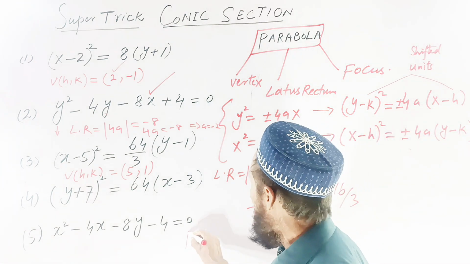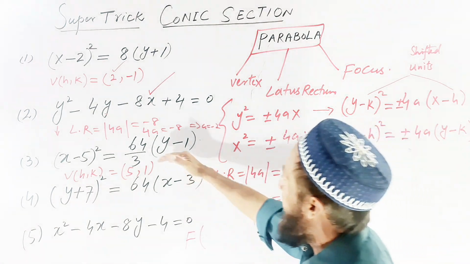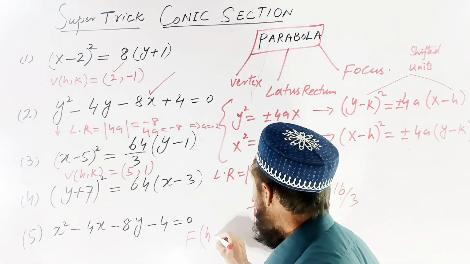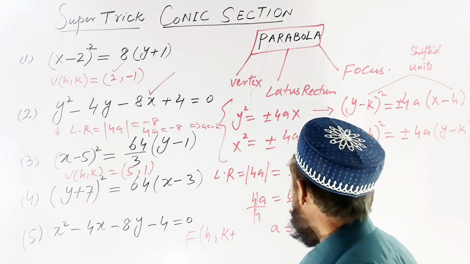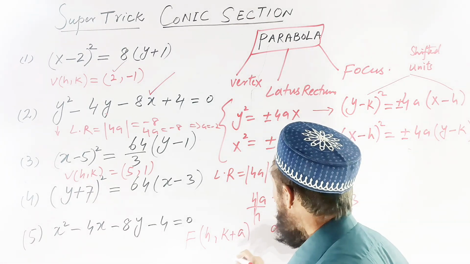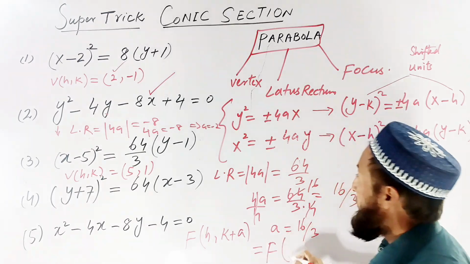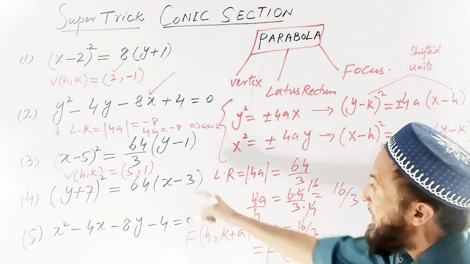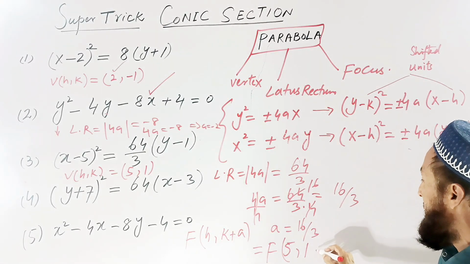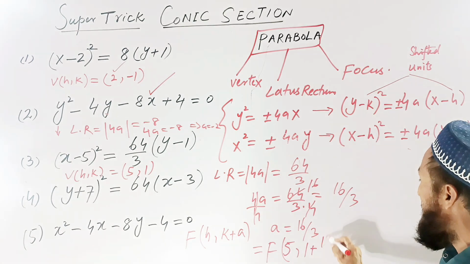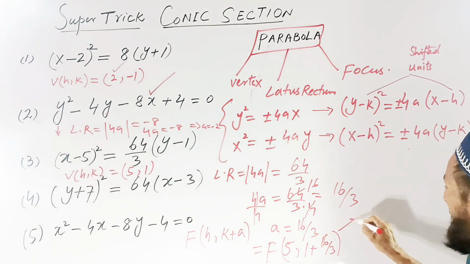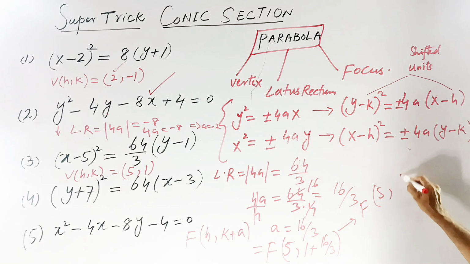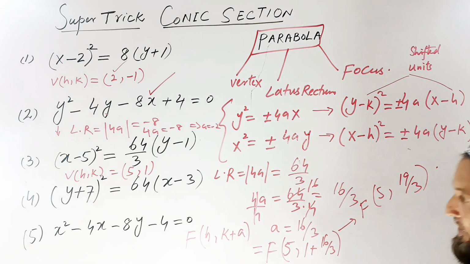So the focus is required. The parabola is along the y-axis, so we change the value of k by adding the value of a. We substitute h is equal to 5, and k is already 1, plus a, which is 16 divided by 3. So we take the LCM, and we get 5 and 19 divided by 3, so that will be the focus.